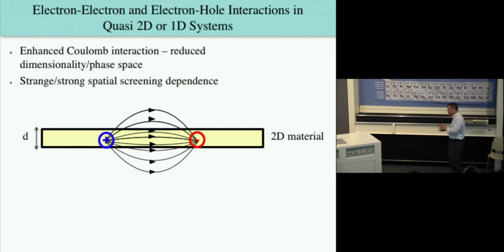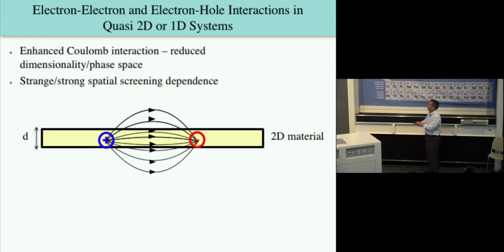So before I show you some results on the photophysics of this material, let me say a few words about electron-electron and electron-hole interaction in reduced dimension. There are actually two very important effects that one should keep in mind. One is more well-known, which is the enhanced Coulomb interaction in reduced dimension. Another one, which is less well-known, is that there can be strong and very strange spatial dependence of the screening of the interaction in 2D materials. Here, I give you a schematic diagram.